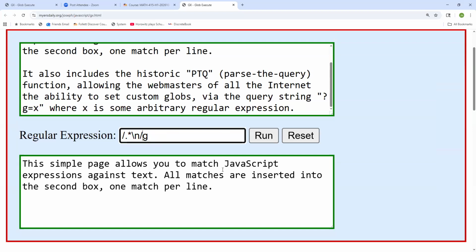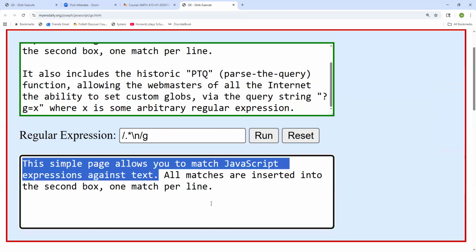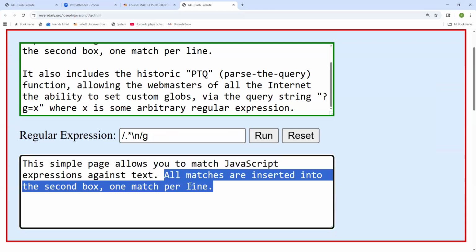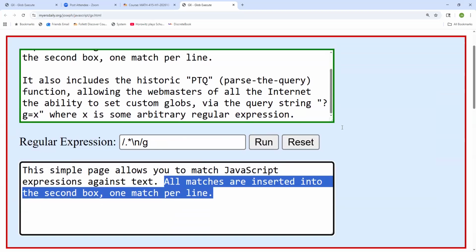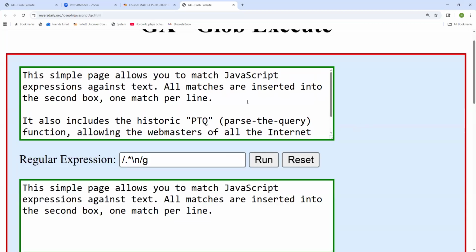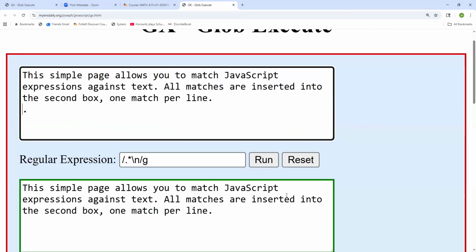Okay, let's try to see if we can match a sentence. So this is the first sentence right here. This is the second sentence right there. What do you think we could do to match a sentence? So instead of just matching the full paragraph, it'd match just the sentences. What could we do to match just each sentence?